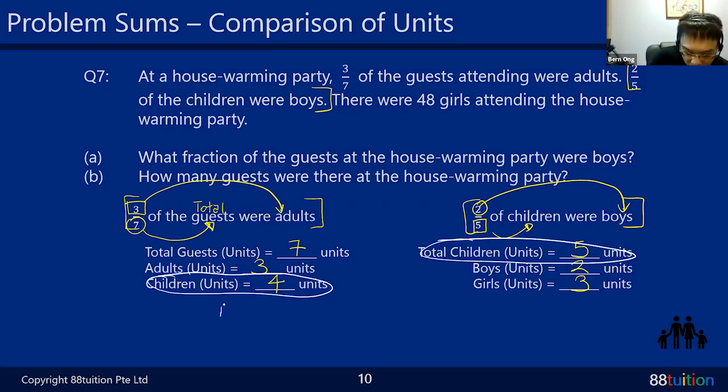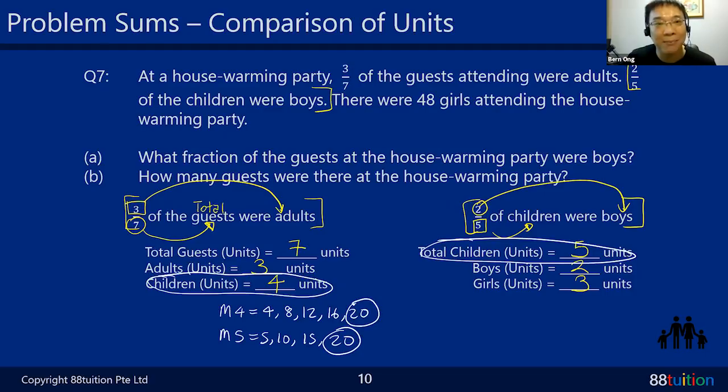Don't worry. Multiples of 4: you can write out 4, 8, 12, 16, 20. Multiples of 5: 5, 10, 15, 20. Can you see that 20 and 20 is the same number? So I purposely bring the children to 20. Because here is a 4, here is a 5, and we are talking about the same children. How can they be of different number? So I bring them up to the same number, which is 20. The common multiple of 4 and 5 is 20.